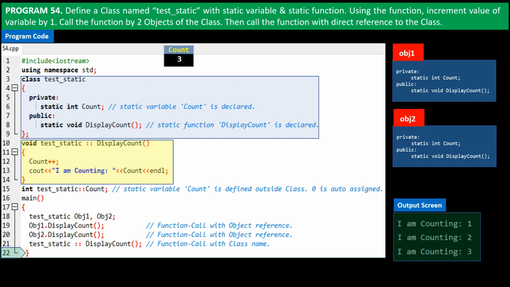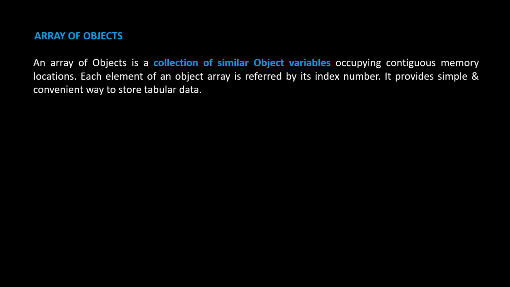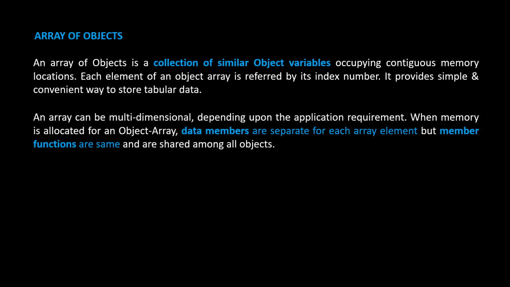We learned how to create and work with objects. Let's next learn how to create an array of objects. An array of objects is a collection of similar object variables occupying contiguous memory locations. Just as in simple arrays, each element of an object array is referred by its index number. It provides simple and convenient way to store tabular data. An array can be multidimensional depending upon the application requirement.